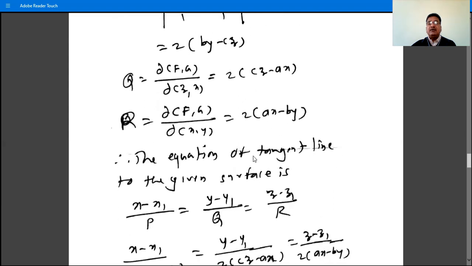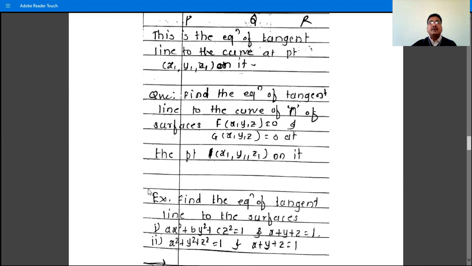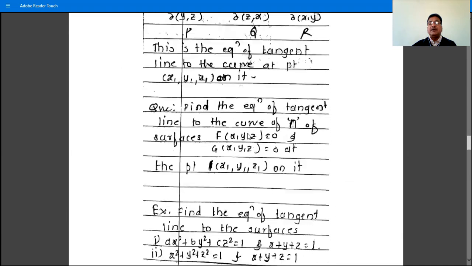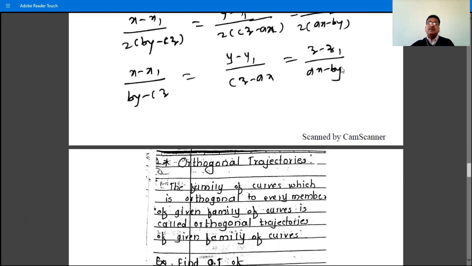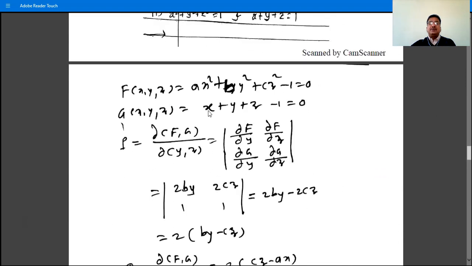And therefore the equation of the tangent line to the curve is (x - x1) divided by P, (y - y1) divided by Q, (z - z1) divided by R. That is, (x - x1) divided by the value of P, which is 2by·1 - 2cz·1 and so on. Similarly, the value of Q and the value of R. So this is the equation of the tangent line to the curve of intersection of these two surfaces.